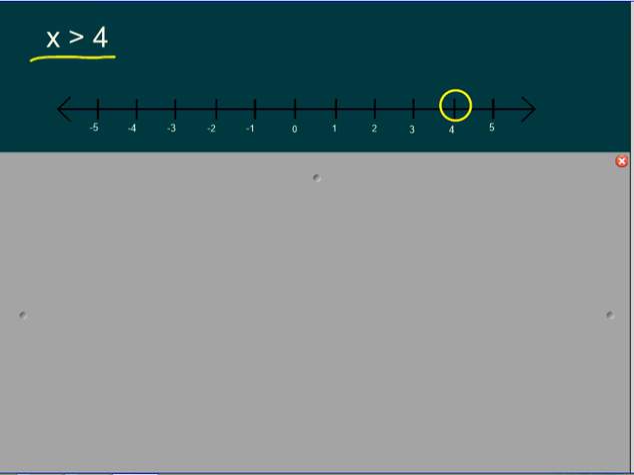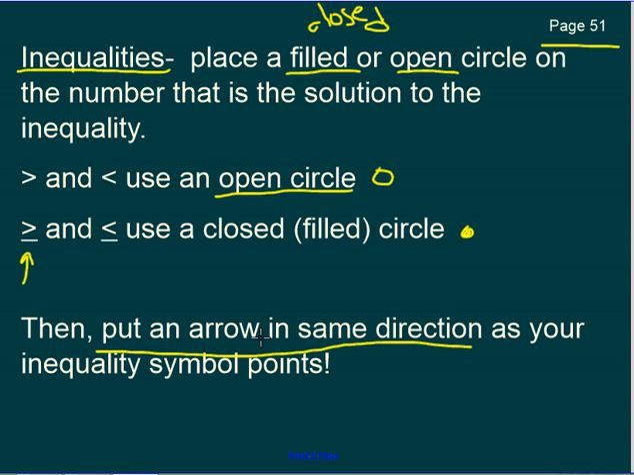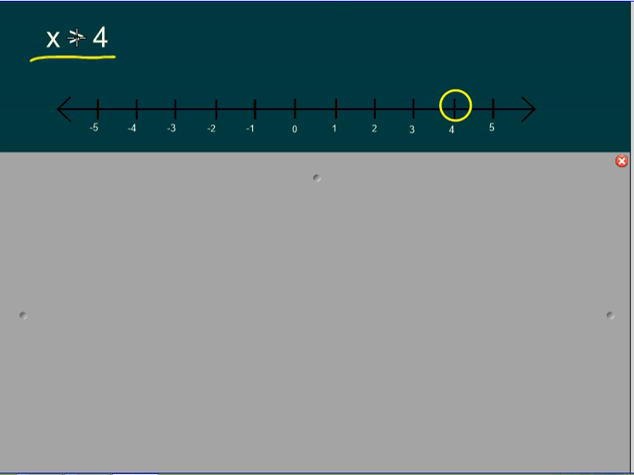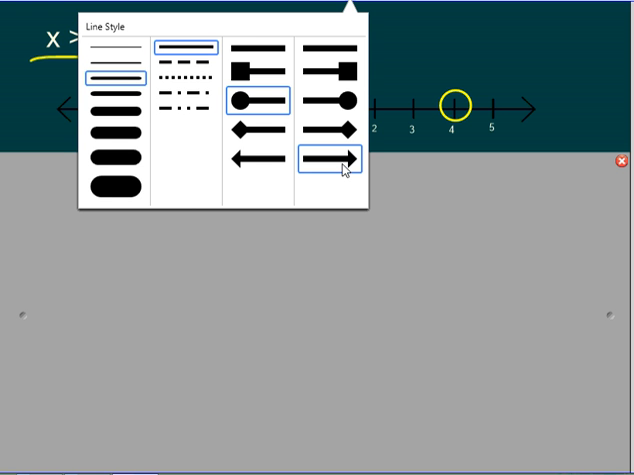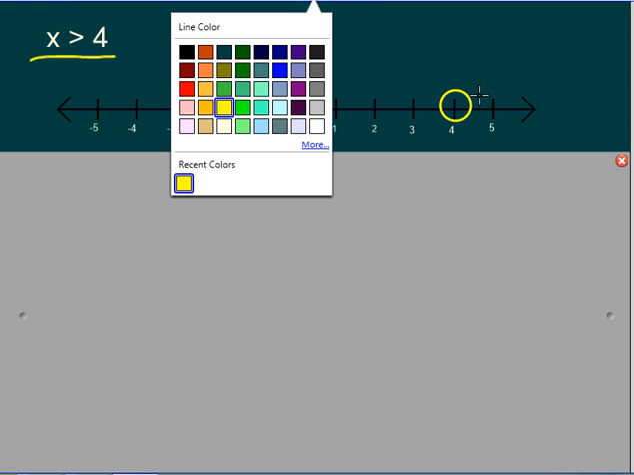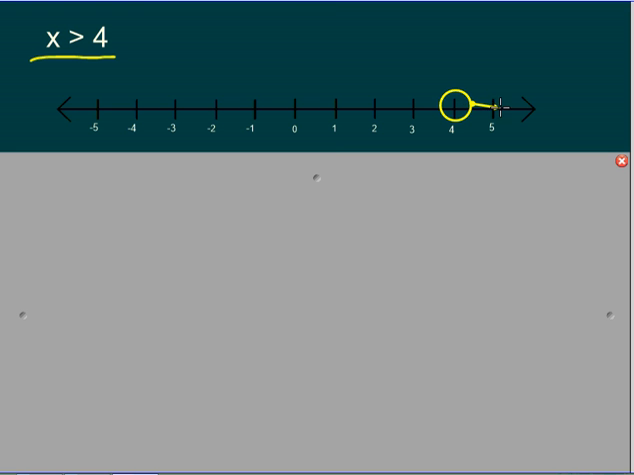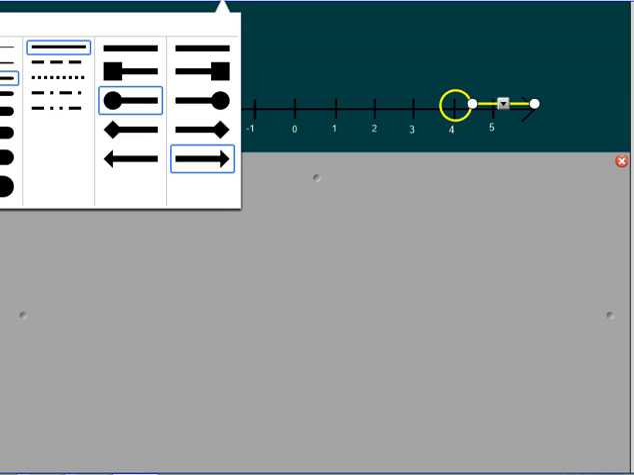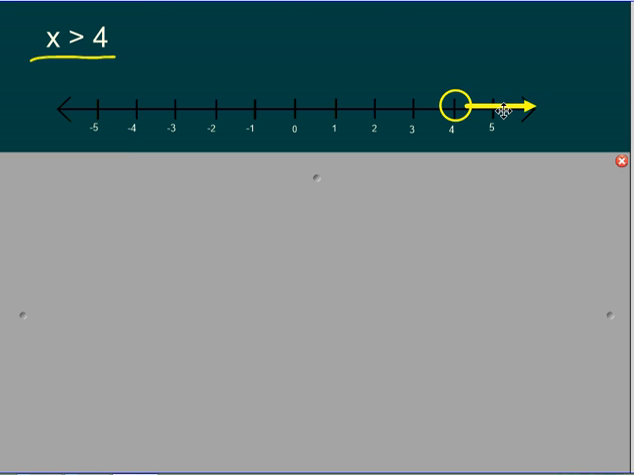And then I'm going to put an arrow in the same direction as your inequality symbol points. So which way is this inequality symbol pointing? If it was the end of an arrow, which direction would it be? And my answer is that it's pointing to the right. See how that's kind of pointing to the right there? So I'm going to put my line to graph my inequality off to the right. Oop, too big. There we go. And I have just successfully graphed my inequality.